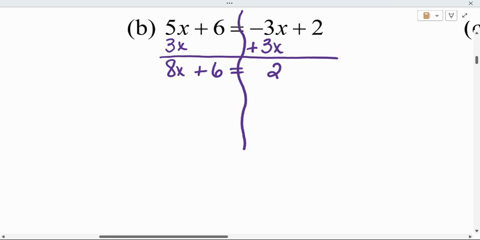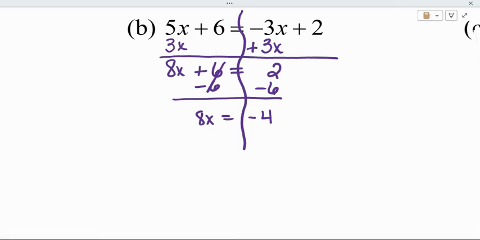So now what are we going to move, Avery? Subtract the 6 from both sides. I love that. Subtract the 6. So that gives me 8x equals, let's see, 2 take away 6 is negative 4. Last step, Ariana, what do you want to do? Divide both sides by 8.